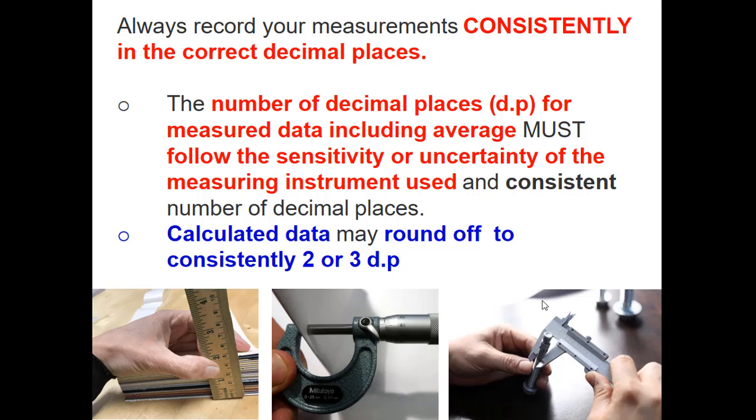Again, I remind you, you should always record your measurements consistently in the correct decimal places. The number of decimal places for measured data, including the average, must always follow the sensitivity or the uncertainty of the measuring instrument used, with a consistent number of decimal places for all the readings taken. Then calculated data might be rounded off consistently to 2 or 3 decimal places.